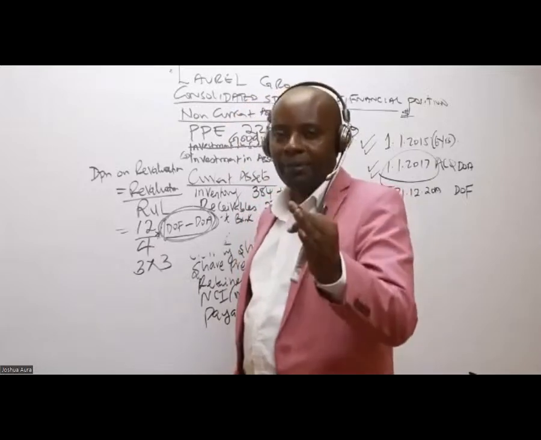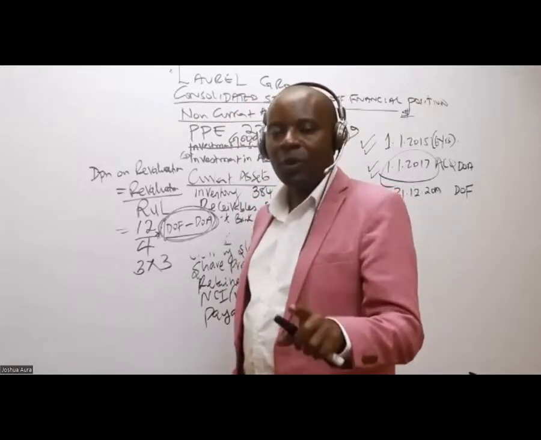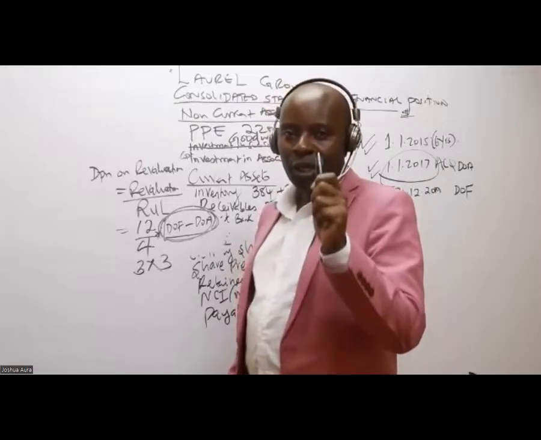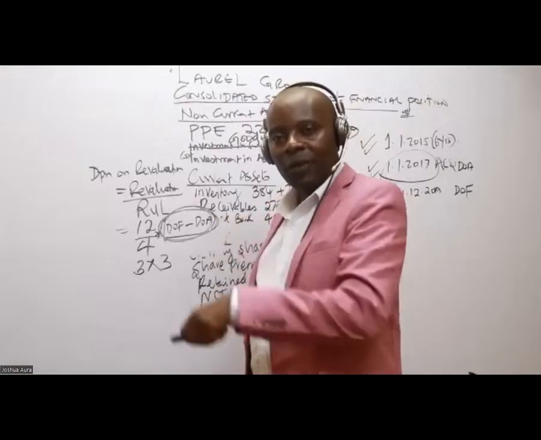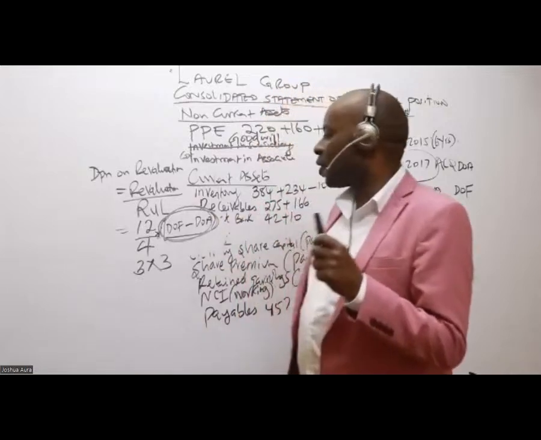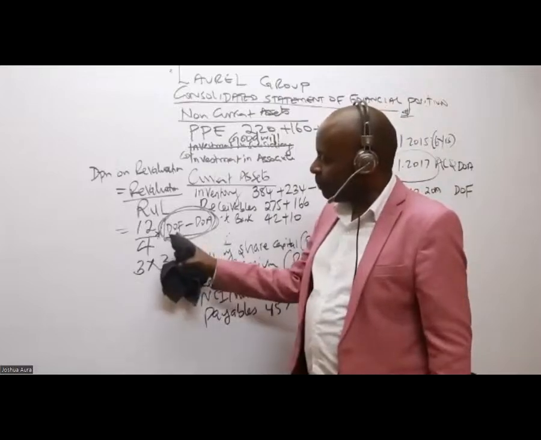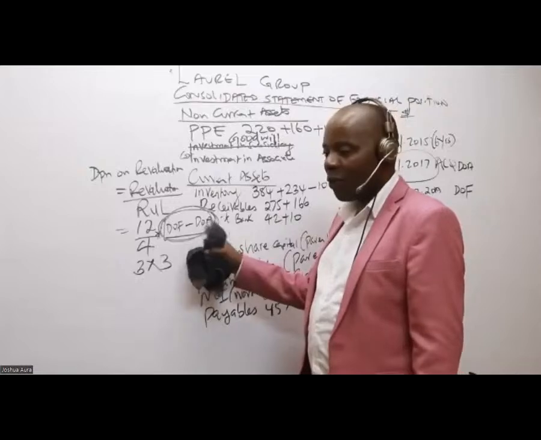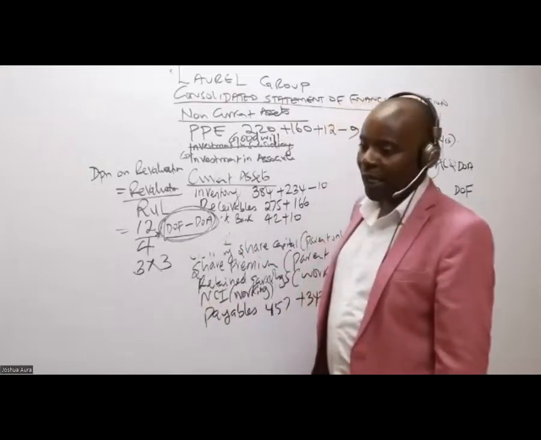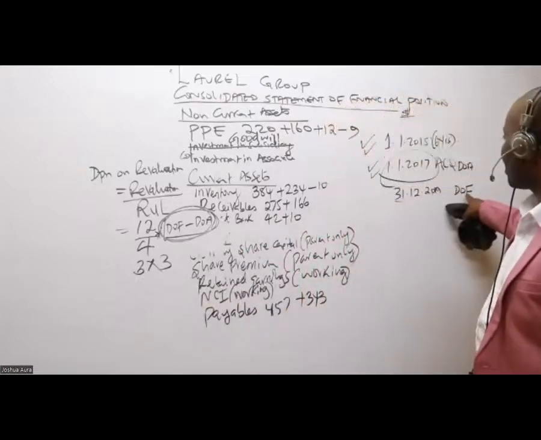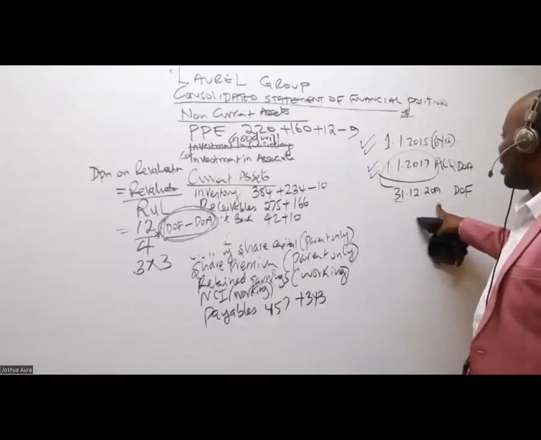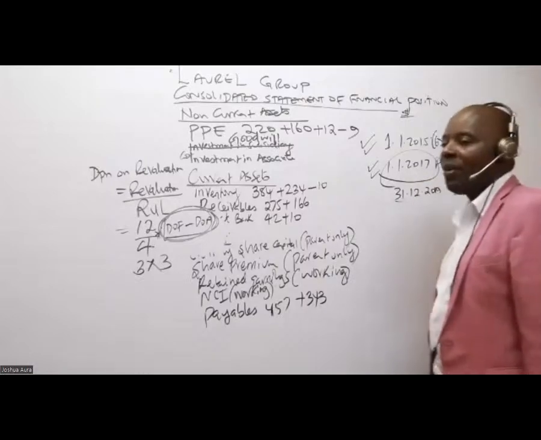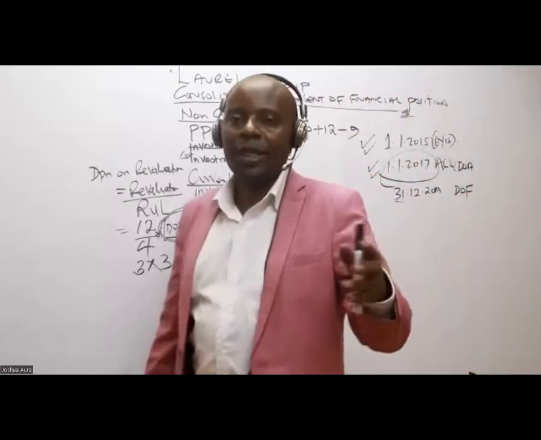12 over 4 is 3 per annum. And we want to get cumulative depreciation to date, to the time we are doing the financial statements. How do we get this cumulative period? You take the date of the financial statements minus the date of acquisition. The date of the financial statements is 2019, and the date of acquisition is 2017. If you count in between, you are getting how many years? 3 years.